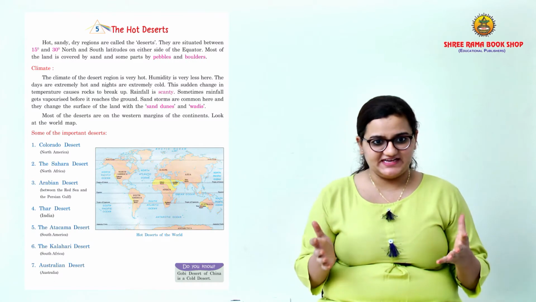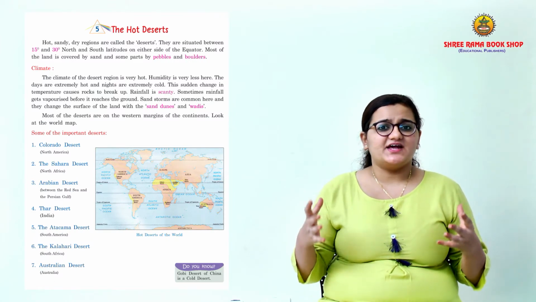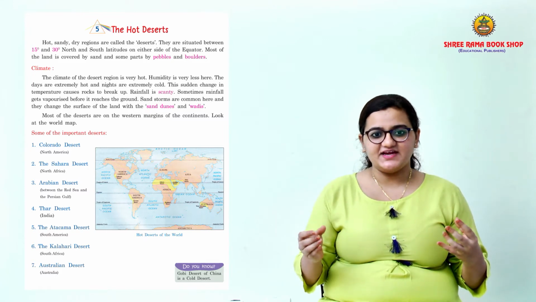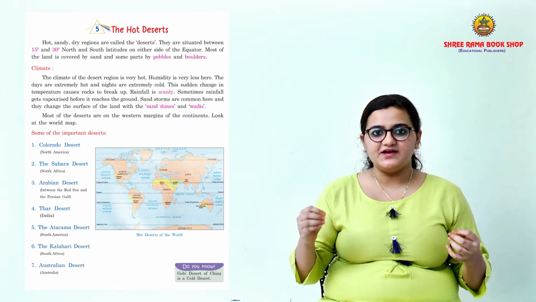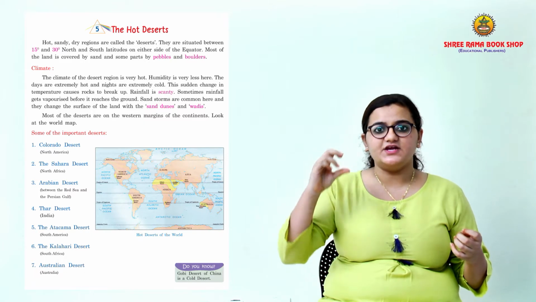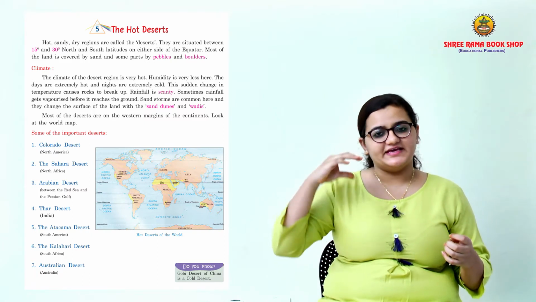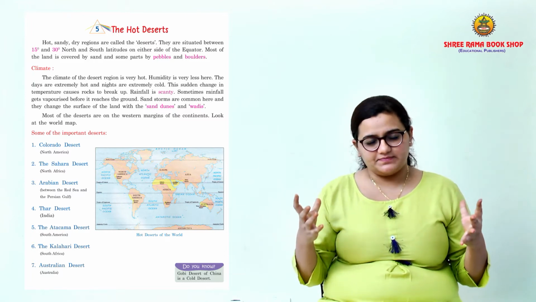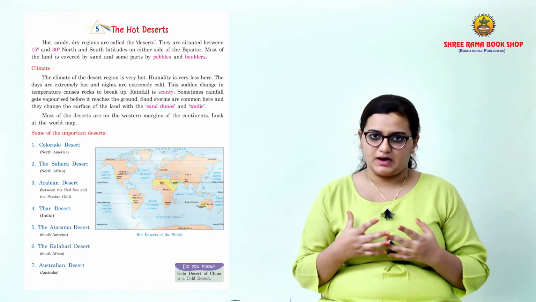Welcome to today's social class of grade 5, lesson 5, the hot deserts. Deserts are hot and sandy, so they are dry regions, right? They are situated between 50 degrees and 30 degrees north and south on either side of the equator. Most of the land is covered by sand, and some parts are covered by pebbles and boulders.